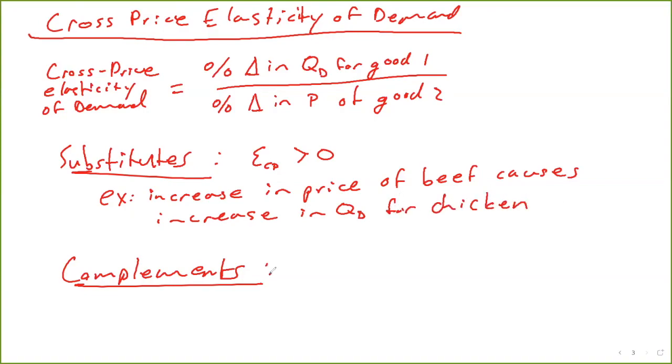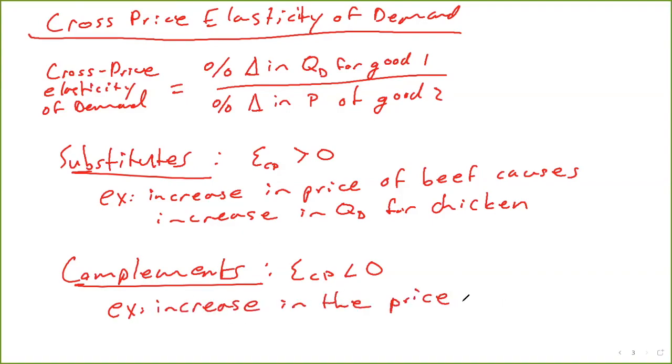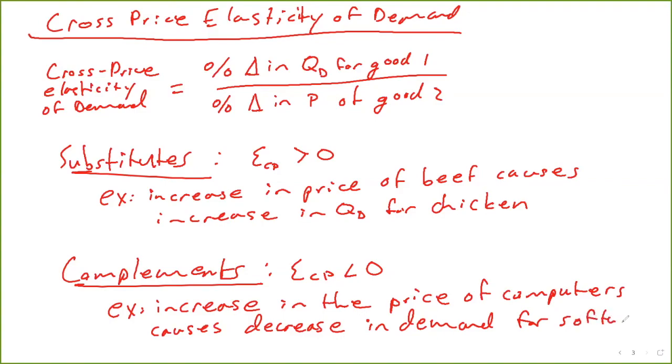So in the case of complements, the cross-price elasticity is less than 0, meaning an increase in the price of good 2 causes a decrease in the percentage change in quantity demanded for the other good. So for example, an increase in the price of computers may cause a decrease in the demand for software, since those two items are typically consumed together.